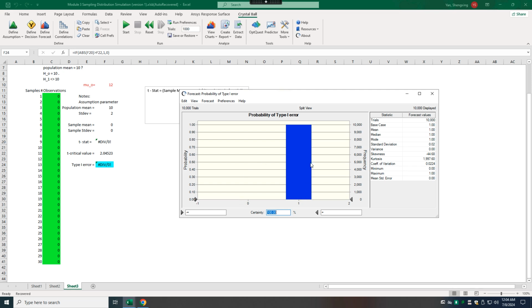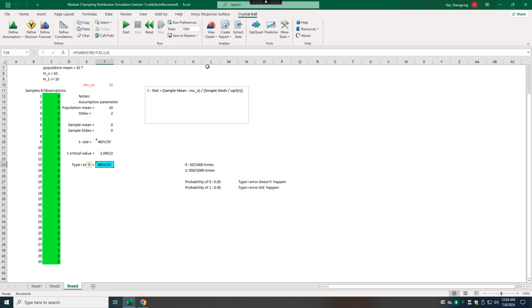Okay, now the probability of type 1 error happening is 100%. It's telling us that every single time a rejection will happen. It's a very big chance. We have sufficient evidence to show that we should reject the null hypothesis.